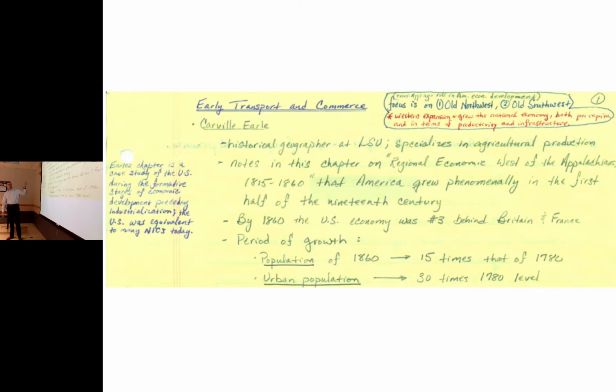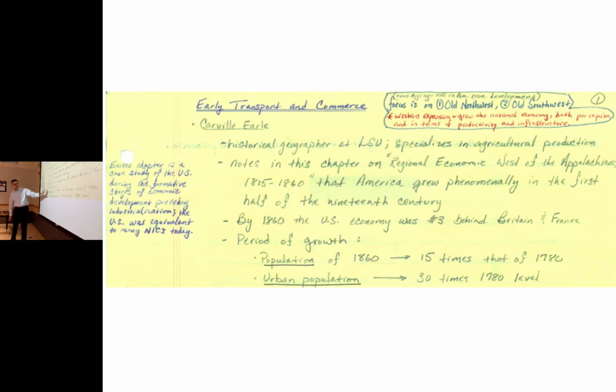First of all, this particular chapter is done by Carville Earle, who was an historical geographer at Louisiana State University. He specialized for the most part in agricultural production, and what I'm wanting to show you here is that the country grew phenomenally in this first half of the 19th century, that by 1860 the United States economy was number 3 behind Great Britain and France.